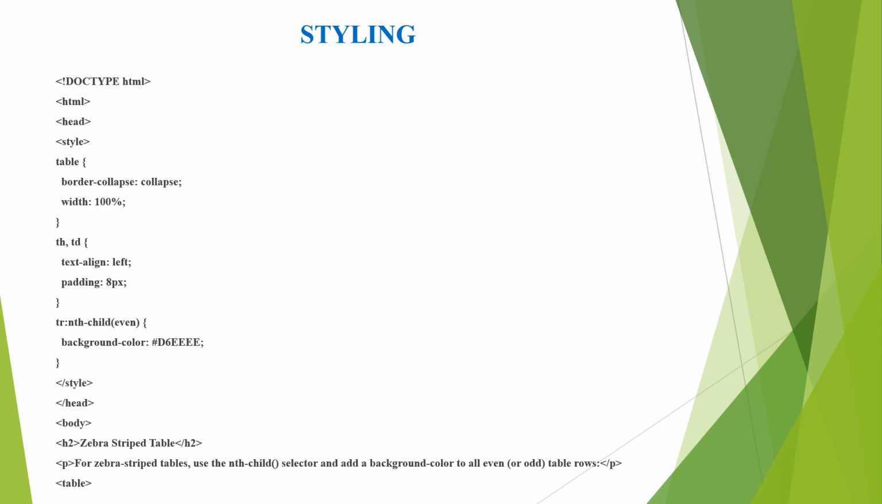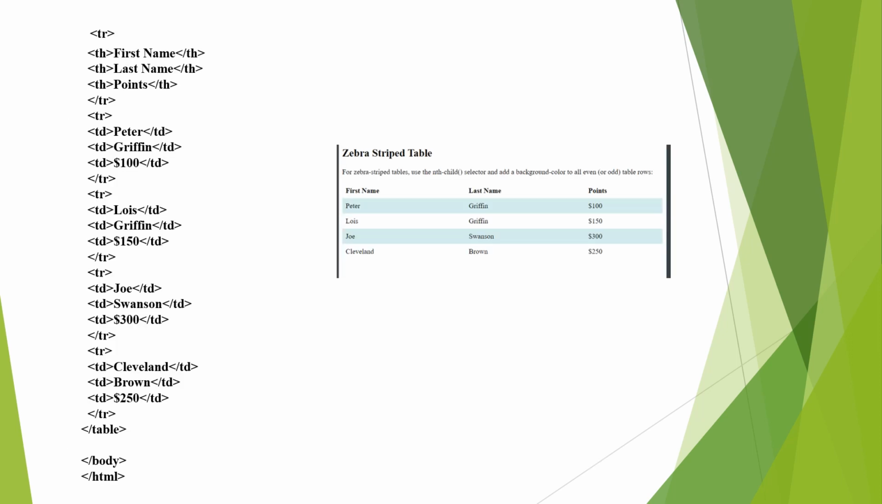Coming to the styling part, the styling in HTML basically consists of a zebra stripe table. For a zebra stripe table, we use the nth-child selector and it adds a background color to even or odd table rows. As we can see in the output, here row 1 and row 3 are selected for striping. So the background color for row 1 and row 3 is changed.